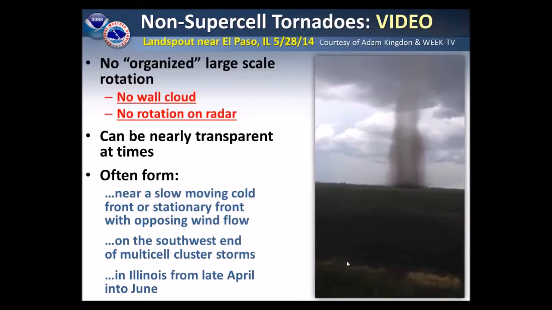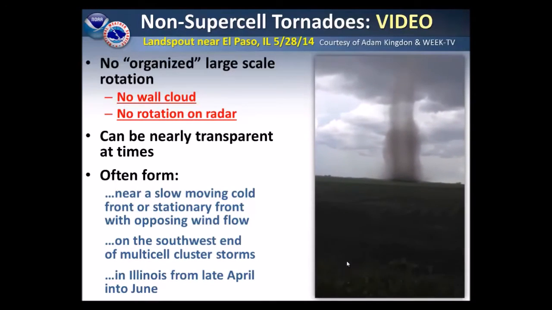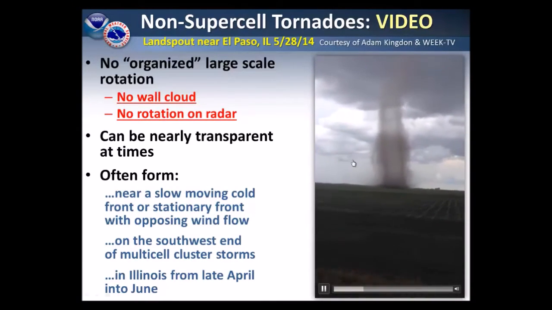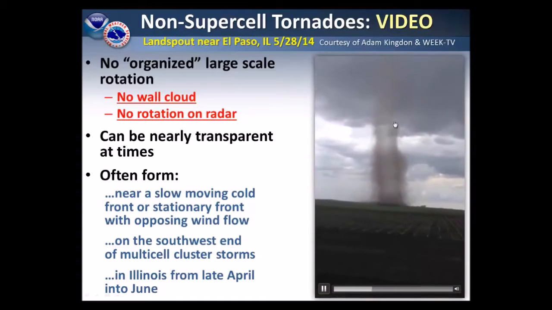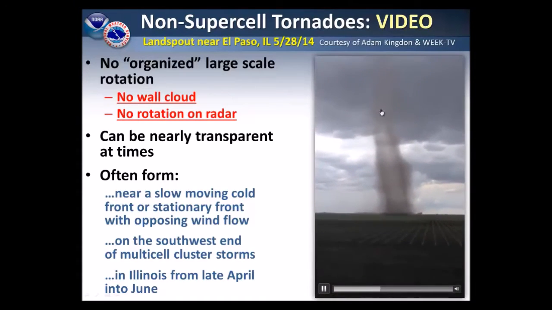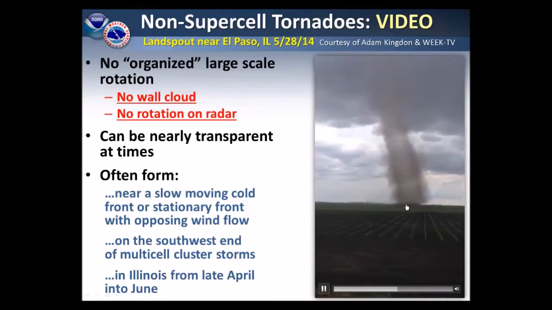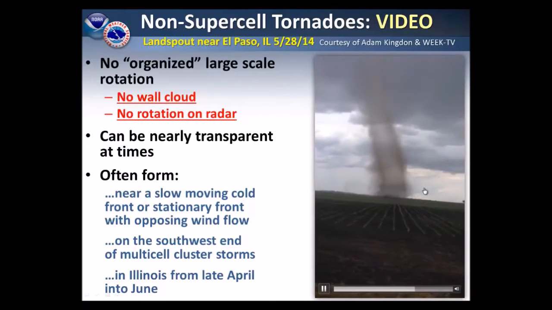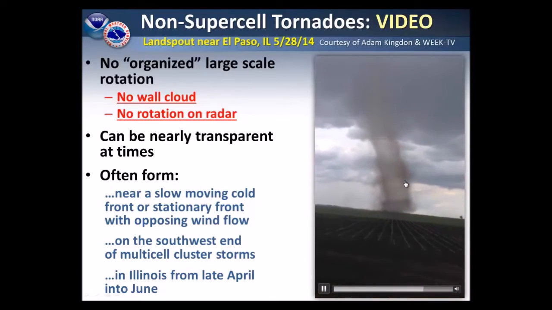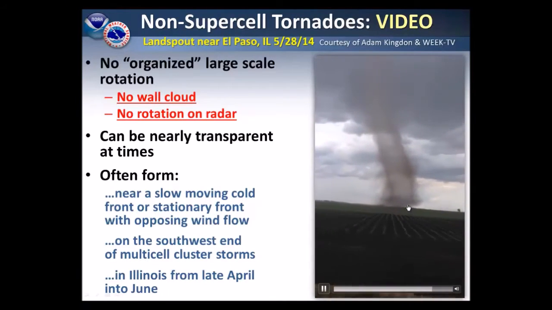Here's a video of that landspout that occurred near El Paso last year. Notice how it is very transparent. You can see the clouds behind it. It isn't moving very far, very fast. But it can cause damage if it were to hit something.